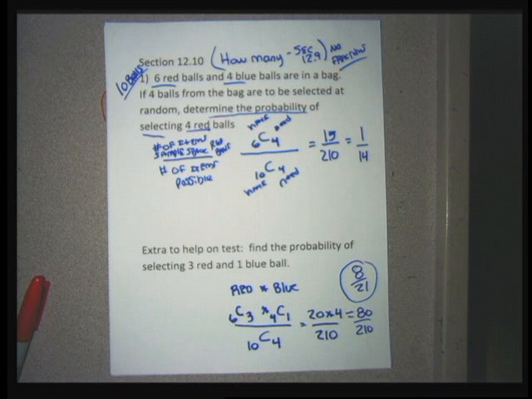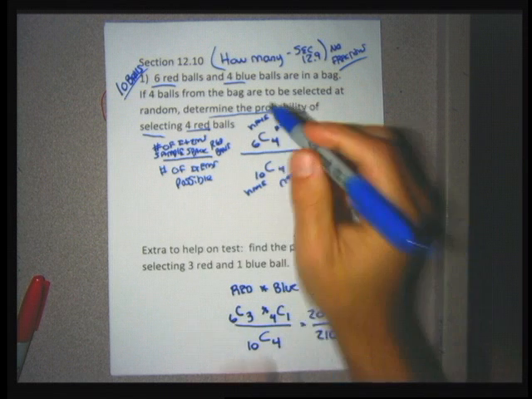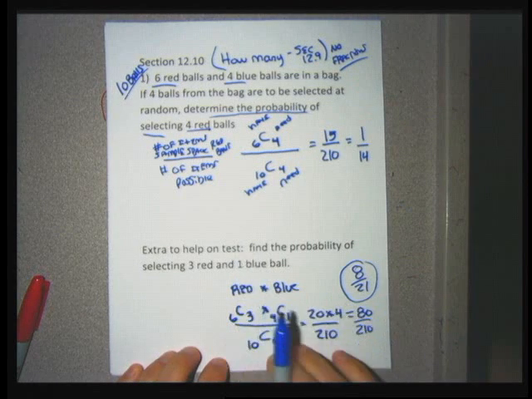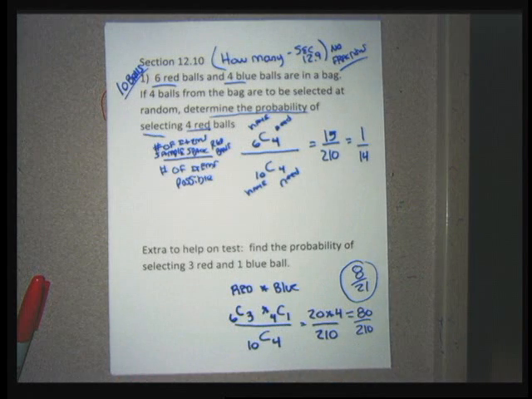Okay. Most of the problems that we're going to do kind of fit this mold perfectly. Either I'm going to have one combination over one combination, or I'm going to have two combinations over one combination. The denominator for every probability question in section 12.10 is just going to contain one combination. The numerator could have more than one combination if I have more than one type of object that I'm looking for.